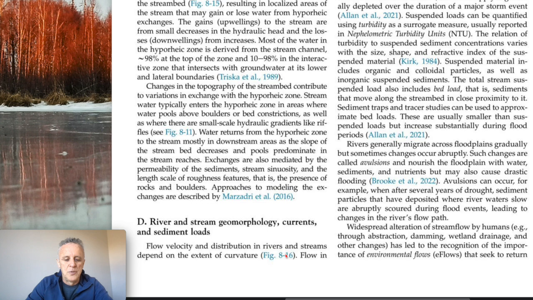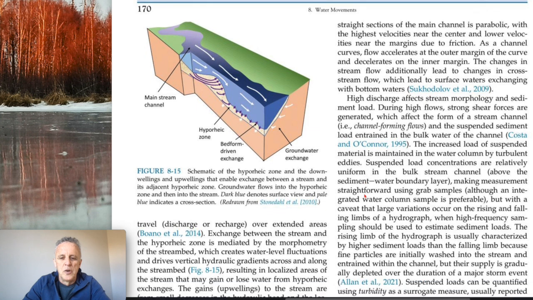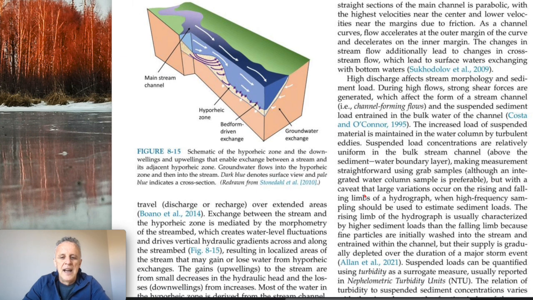Flow velocity and distribution in rivers and streams depend on the extent of curvature. Flow in a straight section of the main channel is parabolic, with the highest velocities near the center and lower velocities near the margins due to friction. As the channel curves, flow accelerates at the outer margin of the curve and decelerates on the inner margin. The changes in stream flow additionally lead to changes in cross-stream flow, which lead to surface waters exchanging with bottom waters. High discharge affects stream morphology and sediment load.